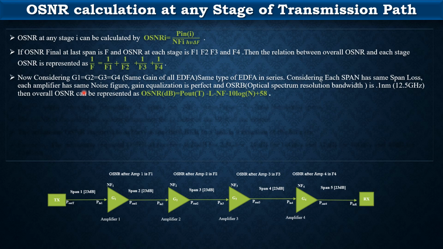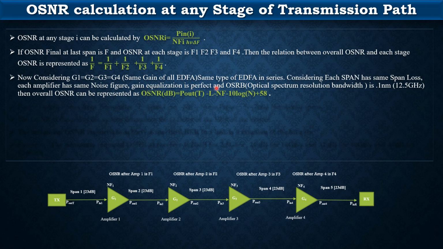Now consider G1 is equal to G2 is equal to G3 is equal to G4, the same gain for all amplifiers. We have considered all the amplifiers with the same gain, the same type of amplifier in the series. Each span has the same span loss, like 23 dB considered in this scenario. Each amplifier has the same noise figure; we have assumed that NF1, NF2, NF3, NF4 are the same.